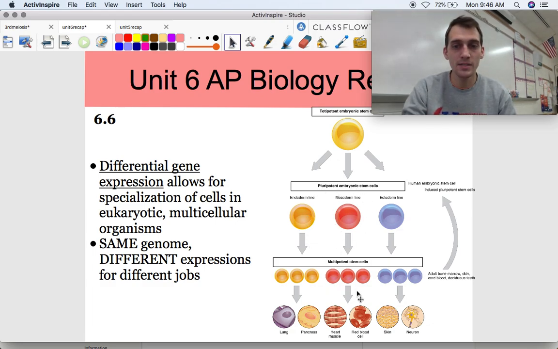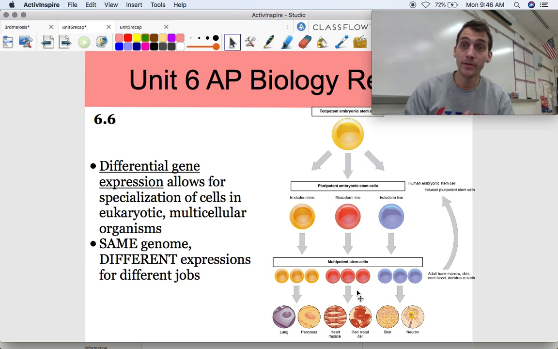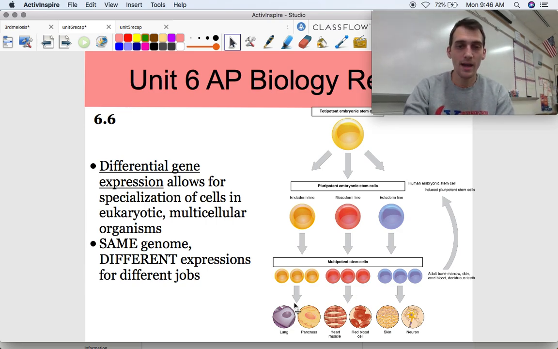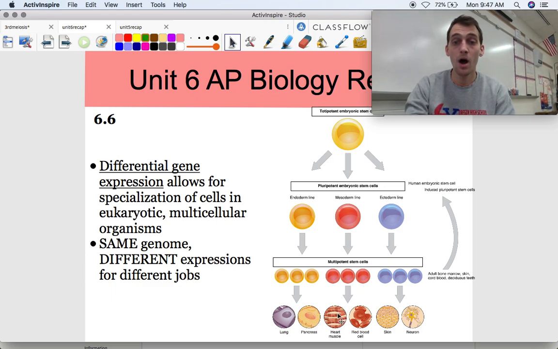They can become any other type of cell. And how do they do that? Well, they receive certain signals to tell them to express certain genes, so that a lung cell produces different proteins than a pancreatic cell. A heart muscle cell is going to produce different proteins than a red blood cell, so on and so forth. Same genome, different expressions for different jobs.